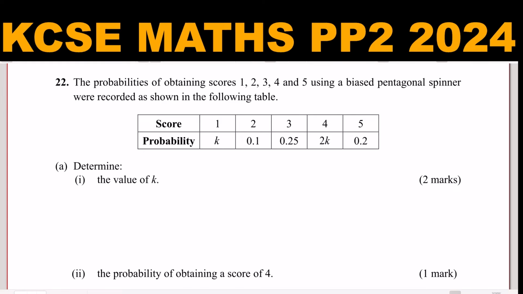To get the value of k, we're going to get the sum of all the probabilities here. The sum of all the probabilities of the scores from 1 to 5 should give 1. So we add k, plus 0.1, plus 0.25, plus 2k, plus 0.2, and that should give 1.